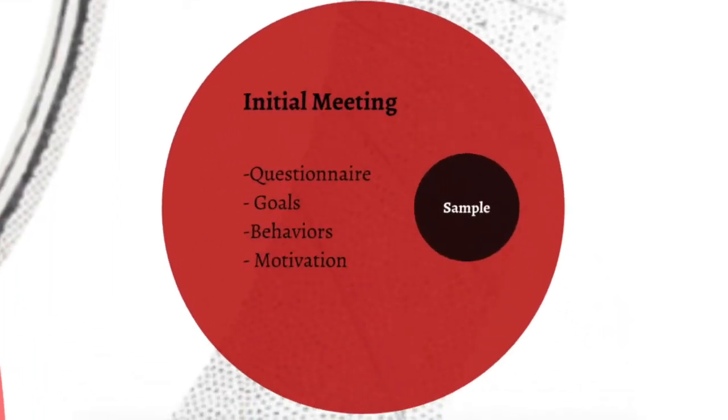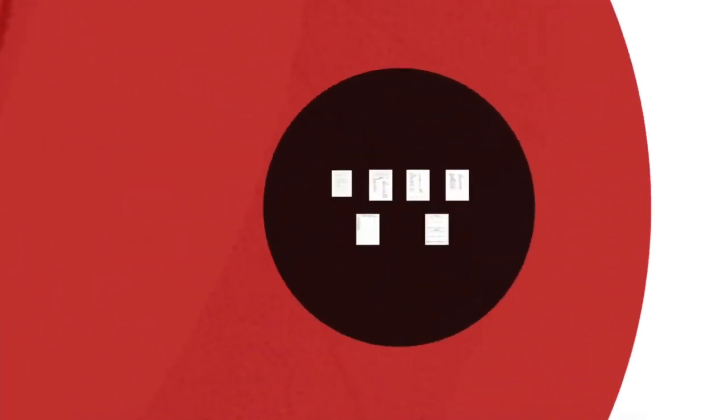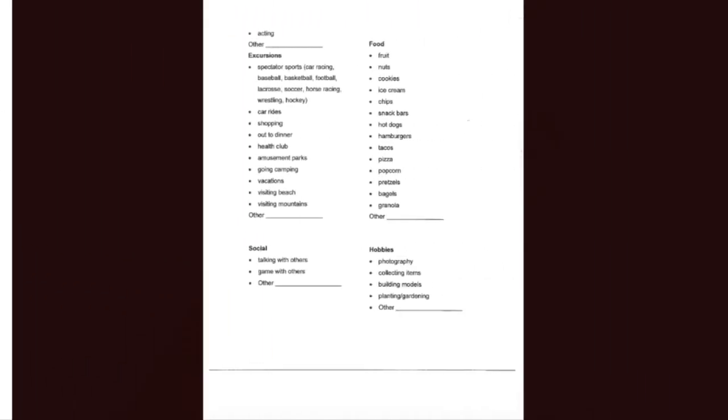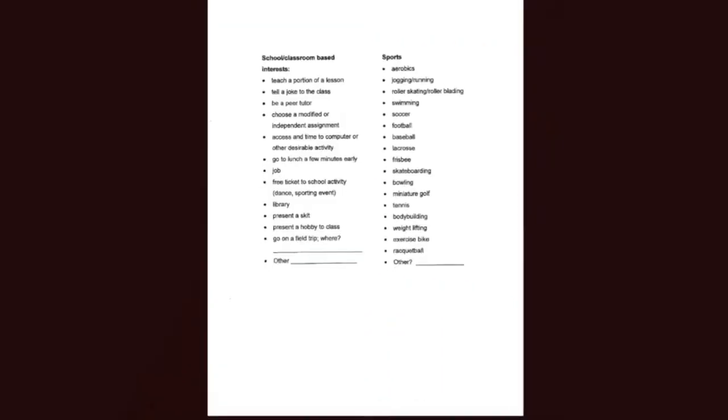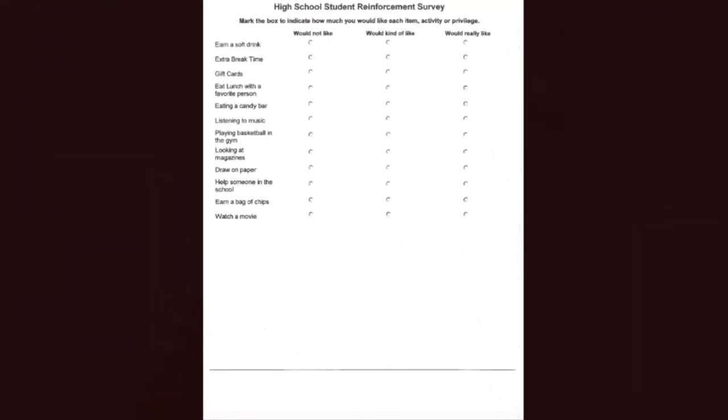At our initial meeting, we had them do questionnaires: goals, behaviors, and things that motivate them. And you can go through and you can see it's just getting to know them. Okay, we want them to feel like somebody cares about them. We want to know what motivates them, as far as if they met their goal, what could we provide to them? It could be helping the custodians. It could be eating lunch with their favorite person. Some of those seem small, but they could go a long way with high school students.